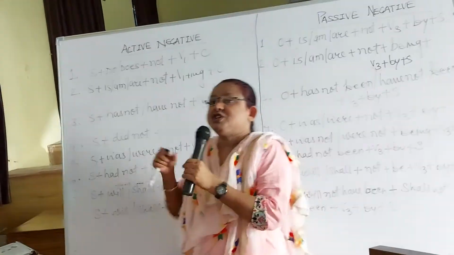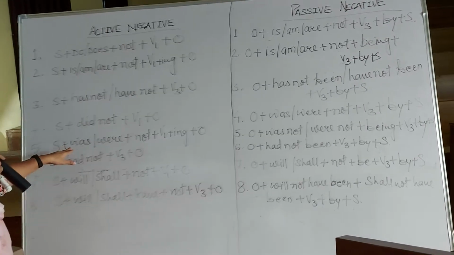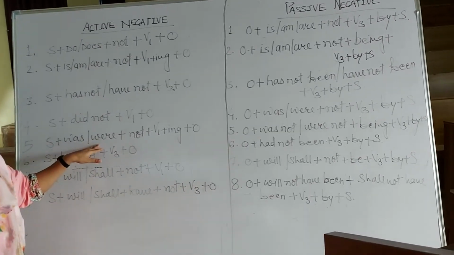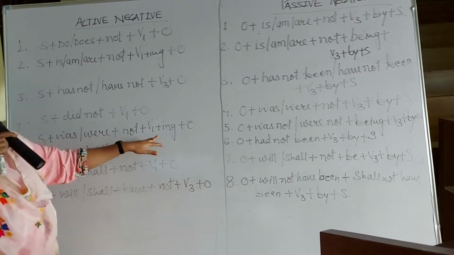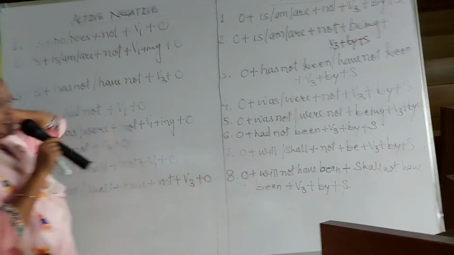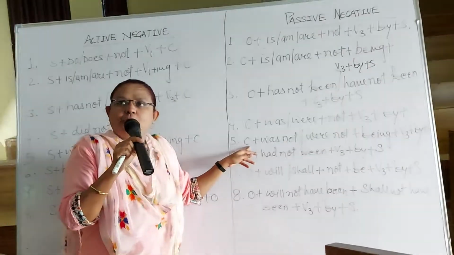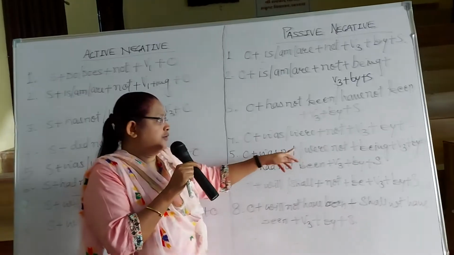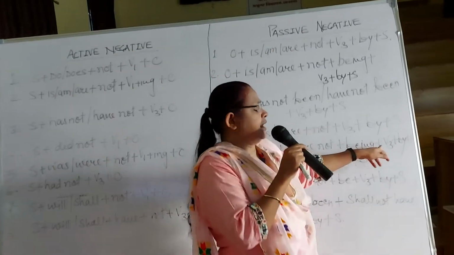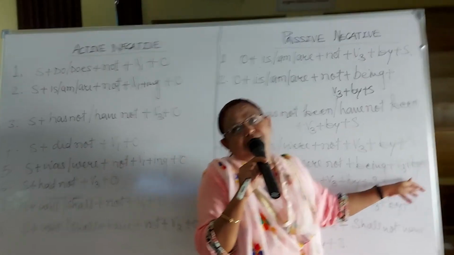Now the fifth structure is the past continuous tense. For the positive, we apply subject, was/were, V1 plus ing, then object. It is also used in negative. When you change into the past continuous negative, you put first the object, then according to the object you put was not, were not, being, then comes the third form of the verb, at last by and subject.